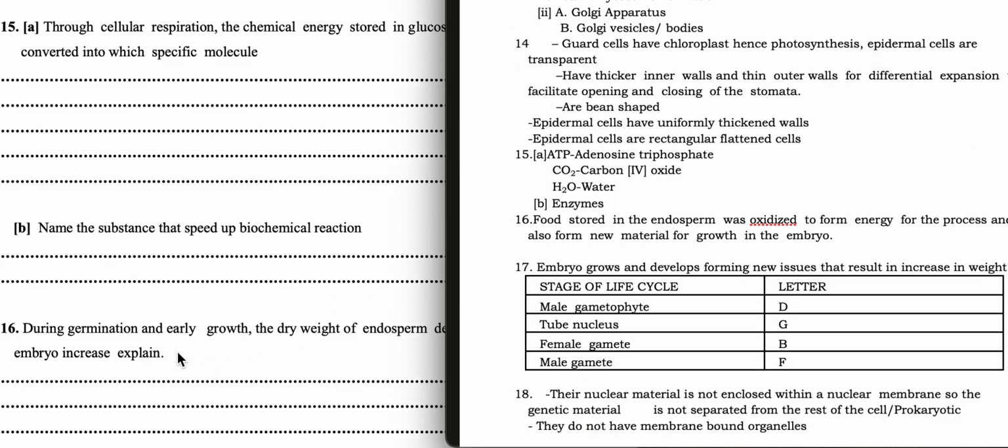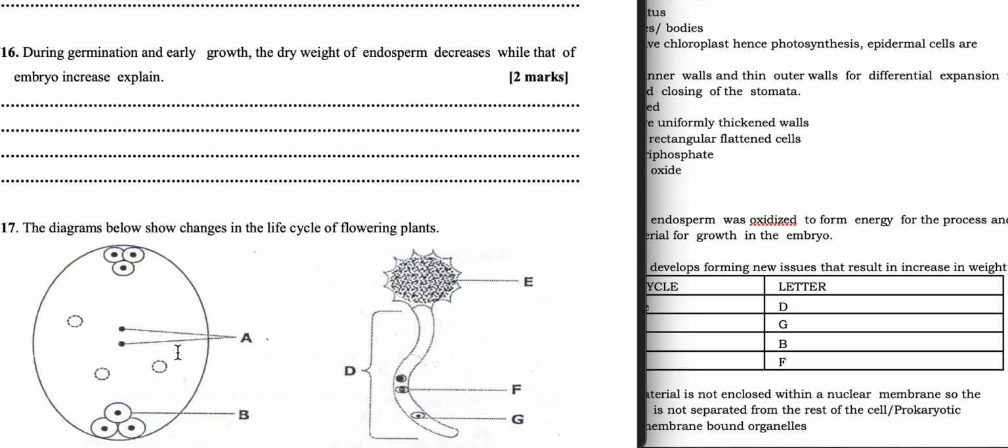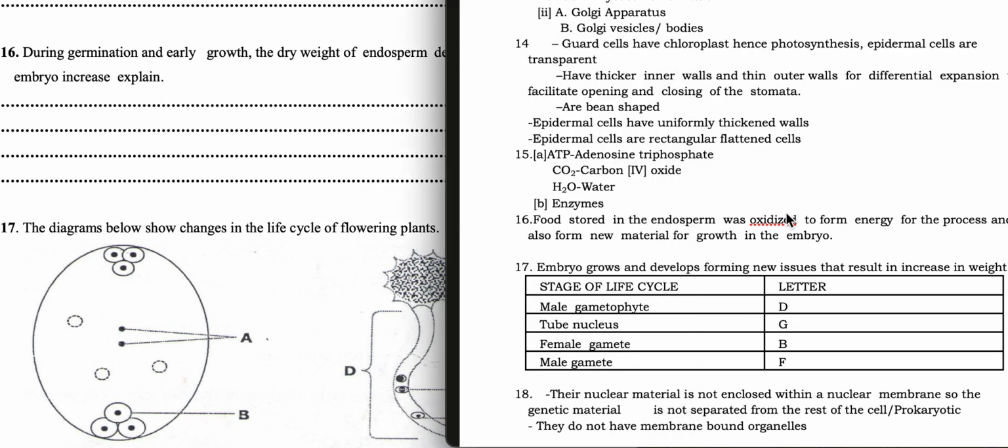16. During germination and early growth, the dry weight of endosperm decreases while that of embryo increases. Explain, 2 marks. The food stored in the endosperm is oxidized to form energy for the process and also to form new material for growth in the embryo.